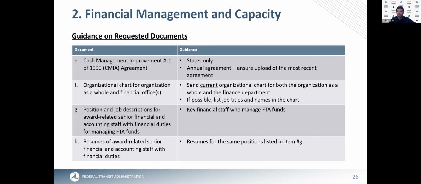Items G and H are similar, so I'll talk about them together. G asks for position and job descriptions for key financial staff who manage FTA funds. So you would want to upload just the generic job descriptions for those individuals. And then building on that is item H here, where the RIR asks for the actual resumes of those individuals who inhabit those roles. So resumes for the same positions that are noted under item G. Let's continue on.